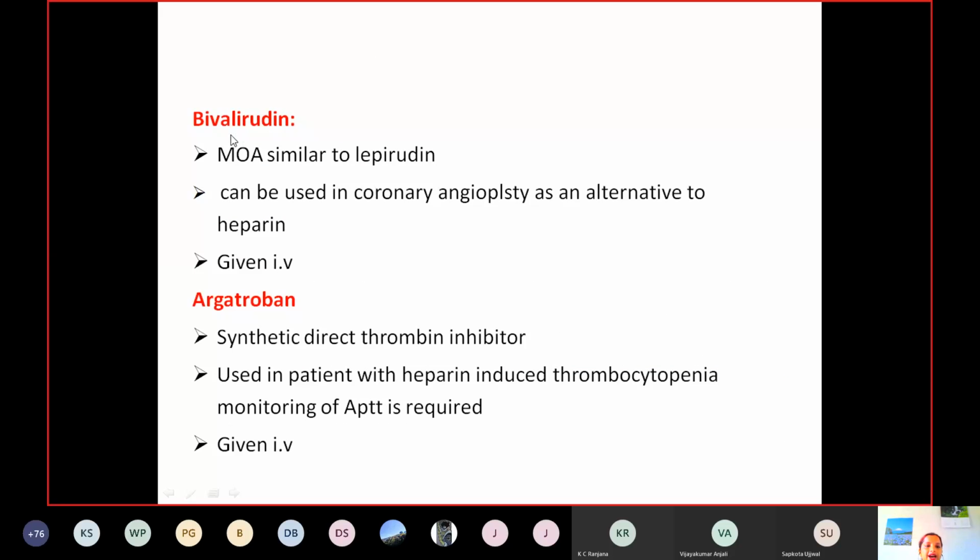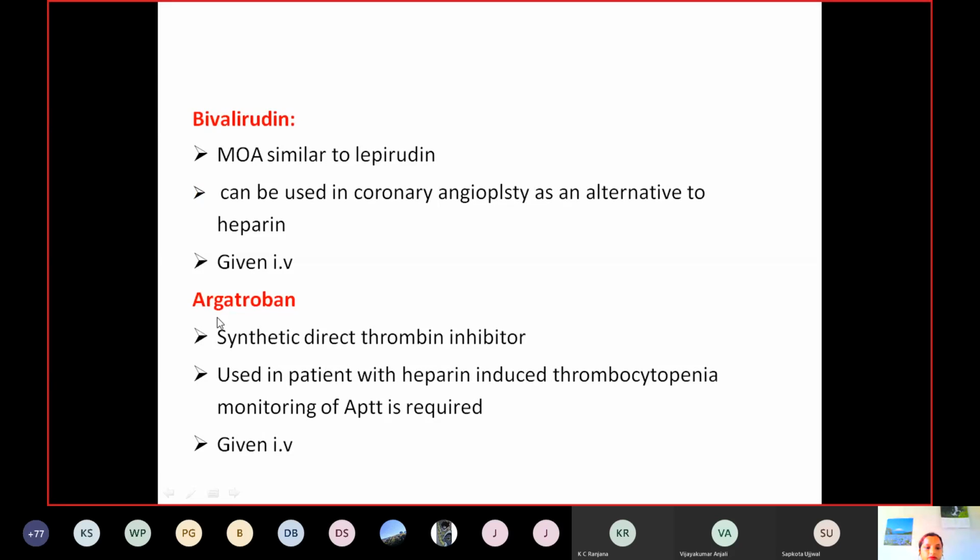Next drug we have is bivalirudin. It is similar to lepirudin in the mechanism of action also. It can be used in coronary angioplasty as an alternative to heparin. So those patients who cannot tolerate heparin or have any contraindication to heparin, you can give this drug bivalirudin. You can give it by the intravenous route. All these drugs we are discussing are given by the parenteral route only. So they are the parenteral anticoagulants. We are discussing only parenteral anticoagulants till now.